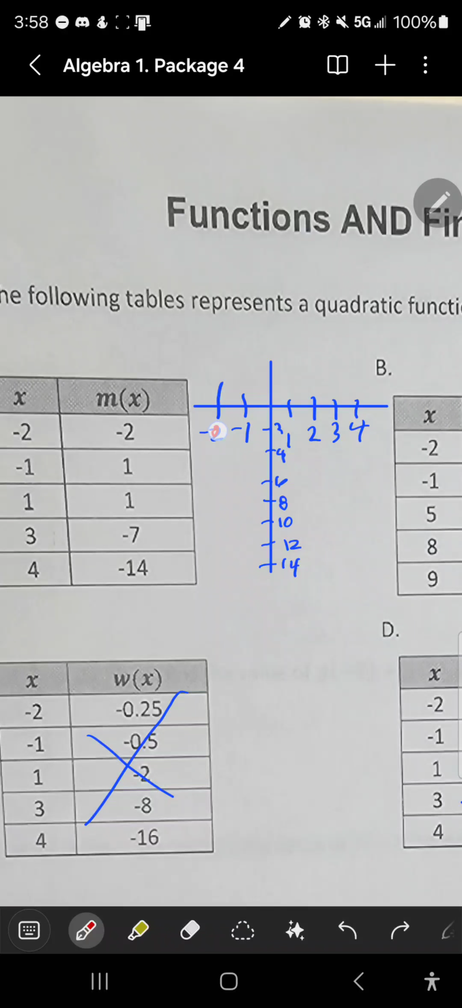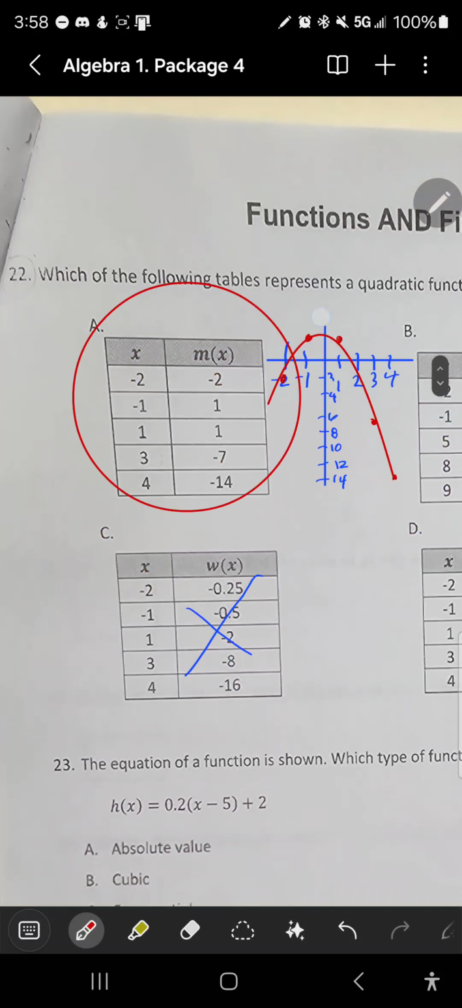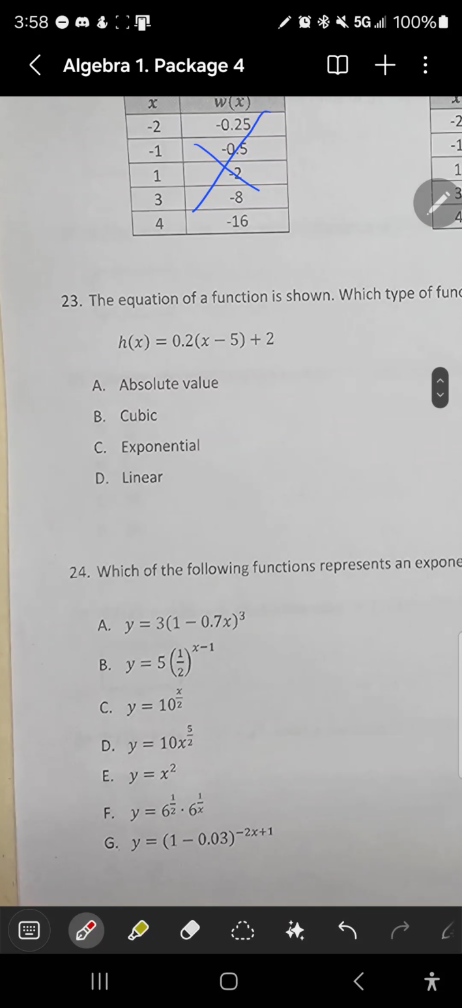A little bit up. Negative 1 with 1. 1 with 1. 3 with negative 7. And 4 with 14. And if I graph all this together, it should be something like this, which looks like a quadratic function, negative quadratic function. So yeah, A is our answer.